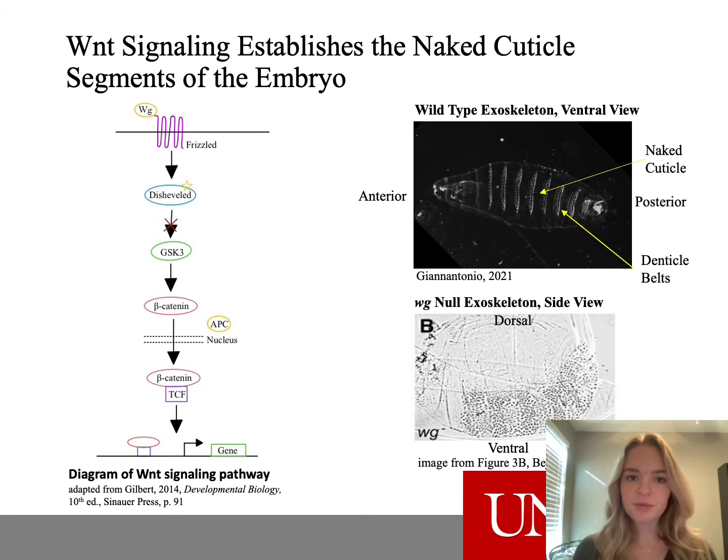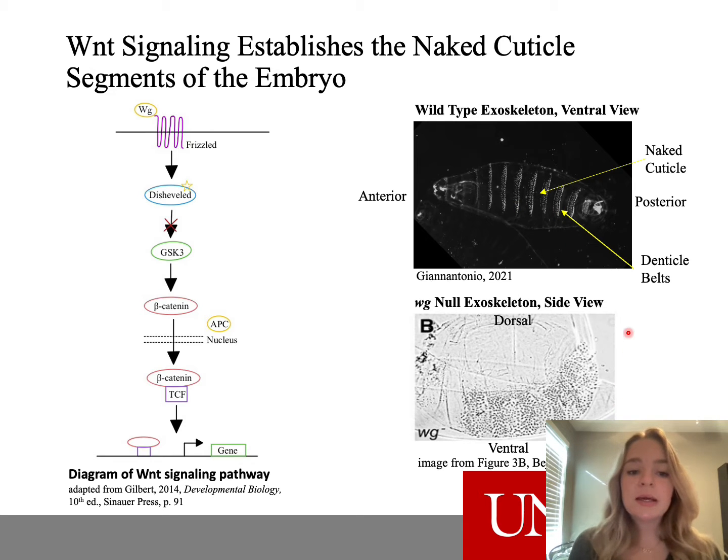The first signaling pathway that I'm going to talk about is Wnt signaling, which in Drosophila establishes areas of naked cuticle. Now what this means is if you look at the wild-type exoskeleton of a Drosophila embryo, between these gray shaded regions is what is called naked cuticle. Now these gray shaded regions are known as denticle belts, which are tooth-like structures that are on the belly portion of the larvae that help the larvae crawl around its environment.